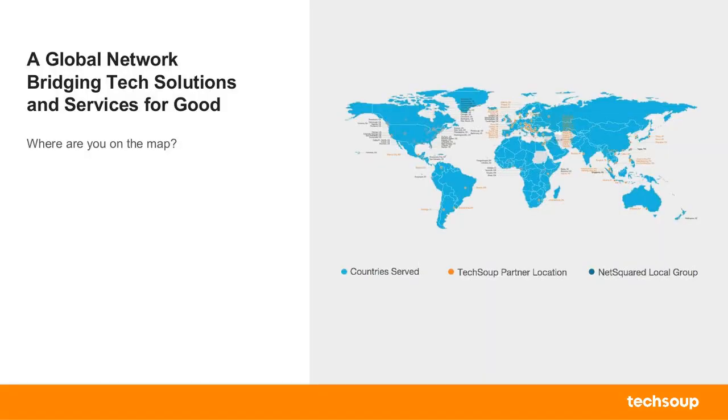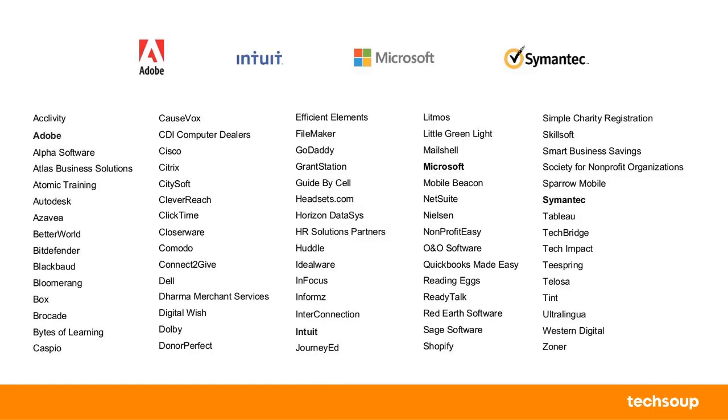Before we get started, a little about TechSoup. We're located in 236 countries and territories, and we serve over 1 million nonprofits globally. We work with several technology partners like Adobe, Intuit, Microsoft, and Symantec to help make our mission possible. Today's webinar is primarily focused on Microsoft Office 365.